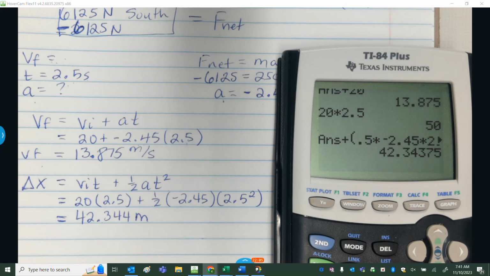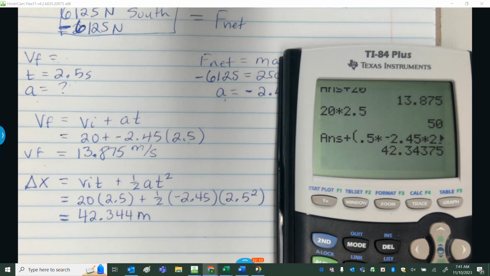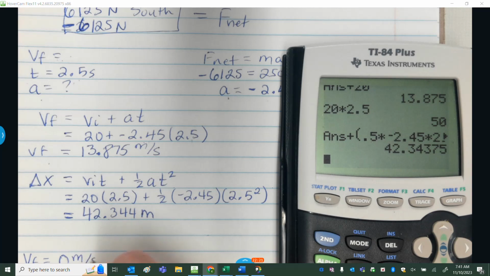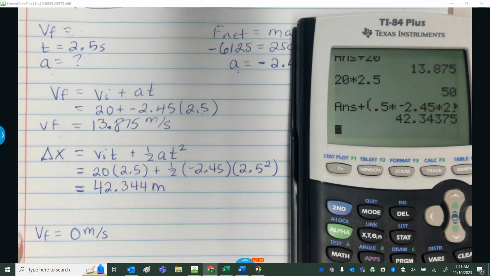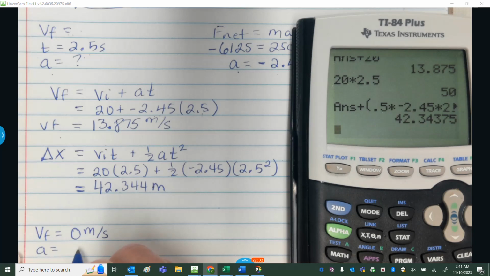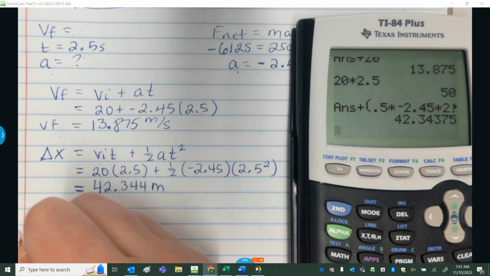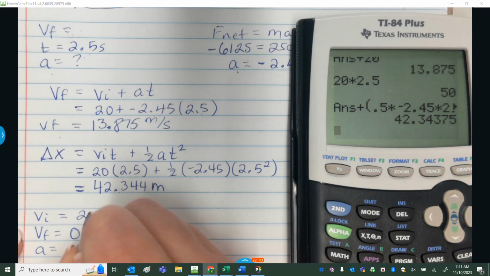All right, the last question says, how long does it take the car to completely stop? So this was just what happens after 2.5 seconds. Now we're looking for how long it takes to get to a final velocity of 0 meters per second. This is a different set of conditions. It's not really related to the previous questions, although the acceleration I can use. The acceleration that I found was negative 2.45 meters per second squared. I have this final velocity. The question told me my initial velocity was 20 meters per second.